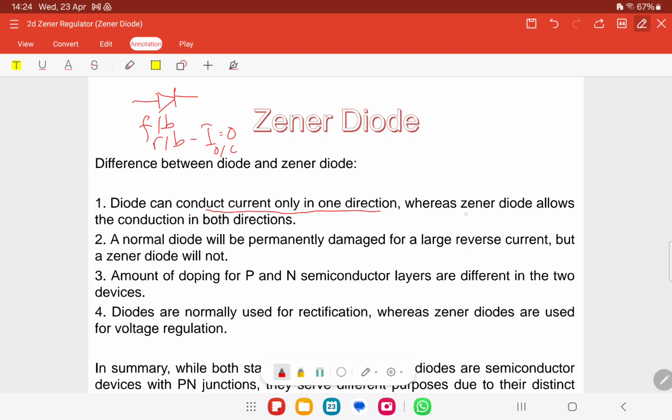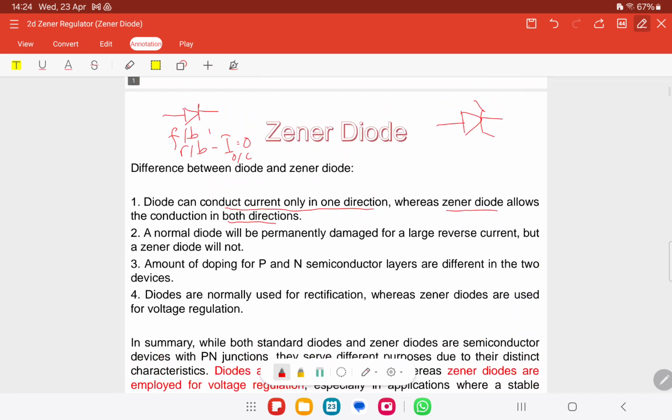But if we have the Zener diode, it can work in both directions. The Zener diode symbol is like this. Later we will look at the symbol again, it is a little different for the Zener diode.